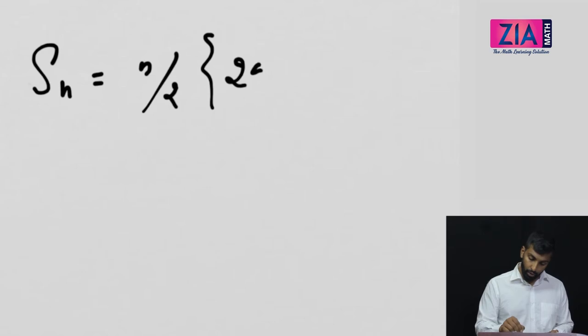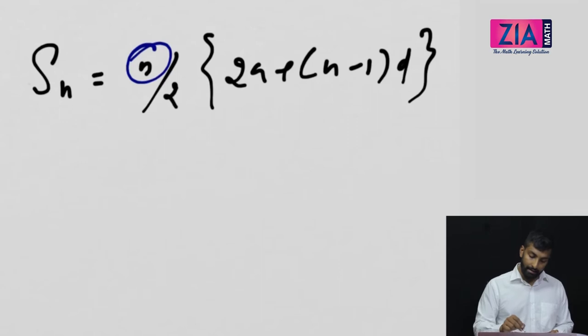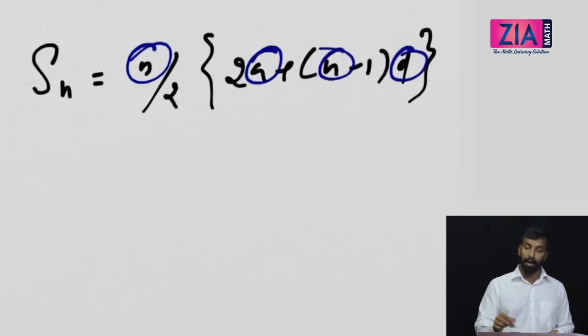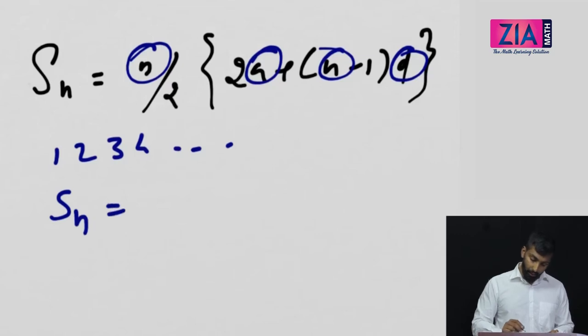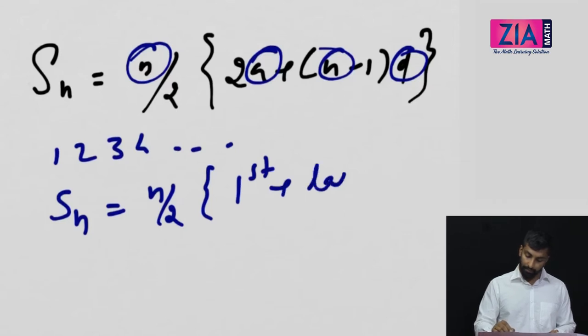What is the sum? The sum is n by 2 into 2a plus n minus 1 into d, in which case n is given, and the first term and common difference are known. n is given, that means 11 terms or 12 terms or 10 terms or 1000 terms. You have an AP 1, 2, 3, 4 up to 1000 terms; it is not stated, but you know this is 1000. So you apply that and you will get the answer. Or if you know the last term and the number of terms, then n by 2 into first term plus last term.